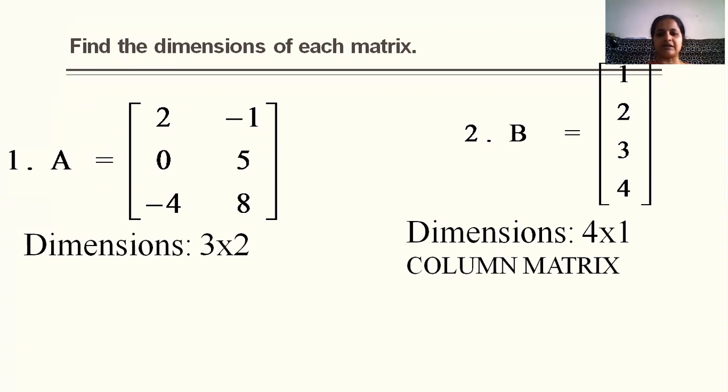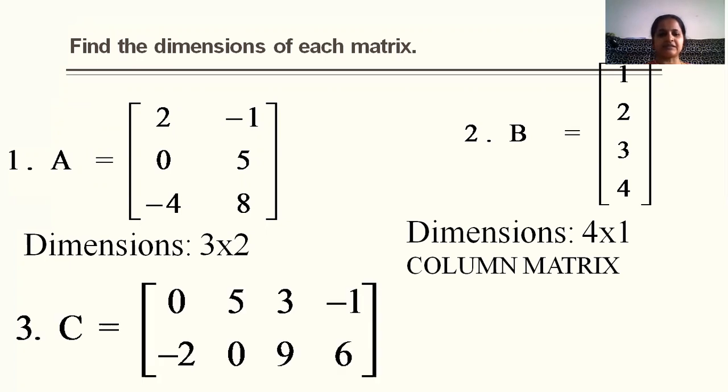This is also called a column matrix because there is only 1 column in it. We will see it in special matrices. Next you can see there are 2 rows and 4 columns. So it will be 2 by 4.